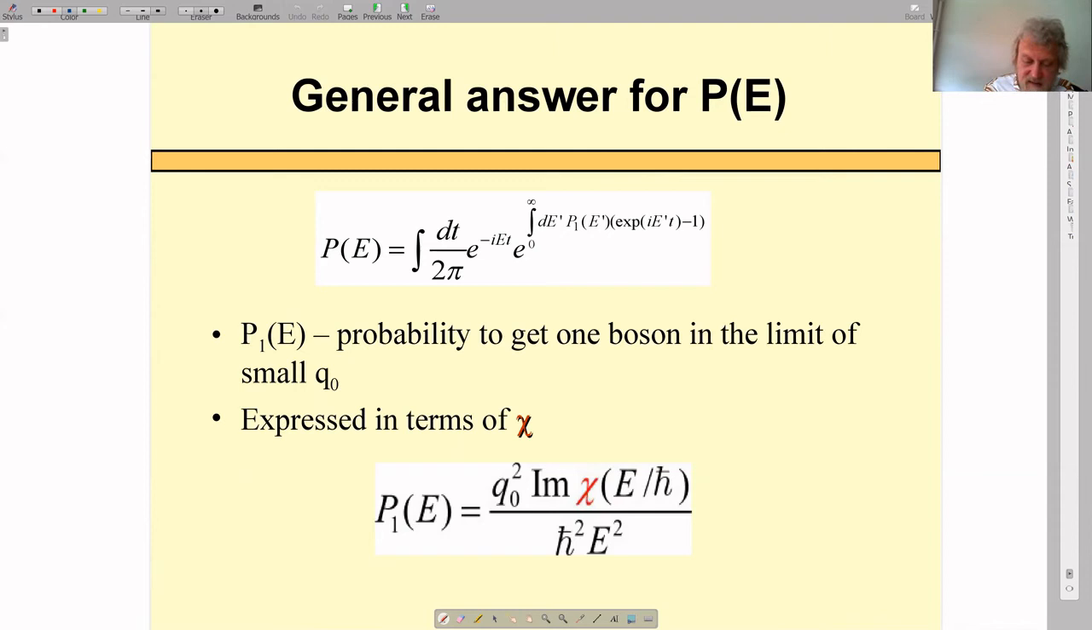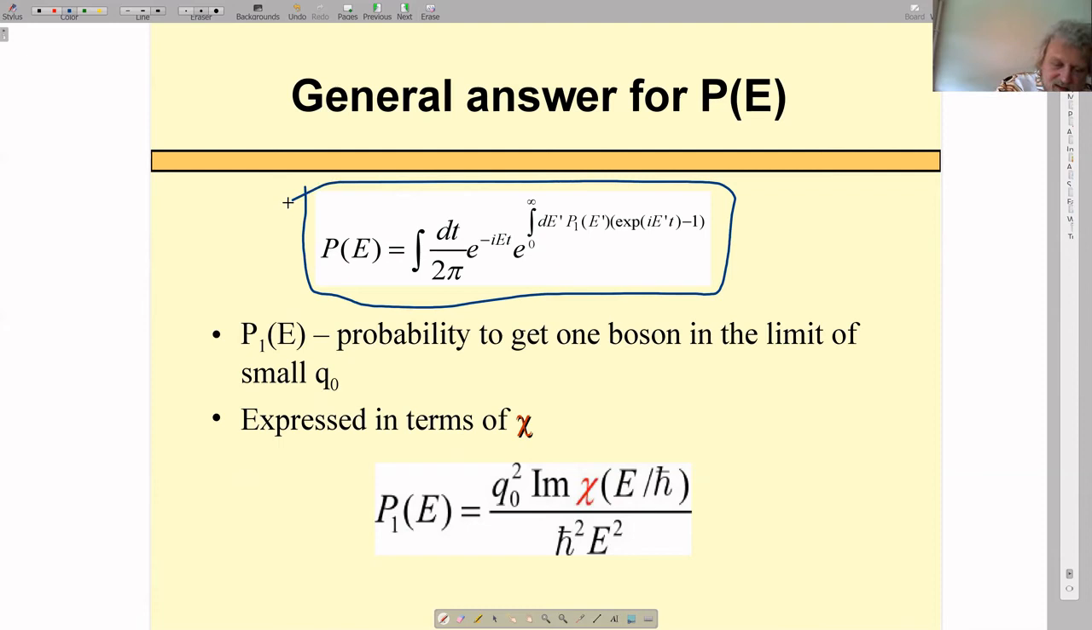The same answer can be rewritten in a little bit more constructive form. The formula is still not easy, but that is a more physical way to understand it. It can be written like this. So there's a probability to emit energy exciting an arbitrary number of bosons. And here is a probability to emit that much energy emitting a single boson.